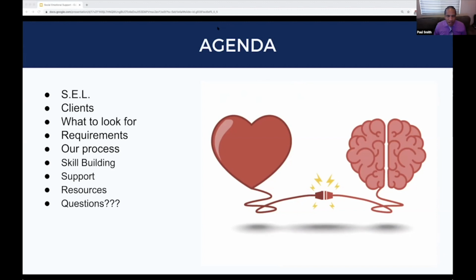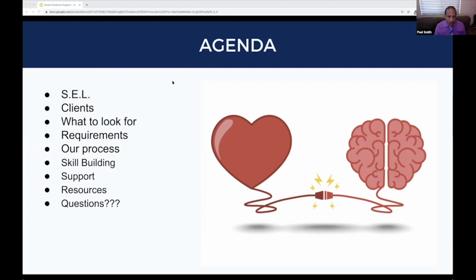We've identified what social emotional learning is. Within this process, we will identify who our actual clients are, and some of the things that we need to look for from our scholars and maybe even our colleagues in order to support them. We're going to look at some of the requirements that we had to take in order to provide this type of support. We're going to talk about our process that we employ now with our kiddos and staff members.